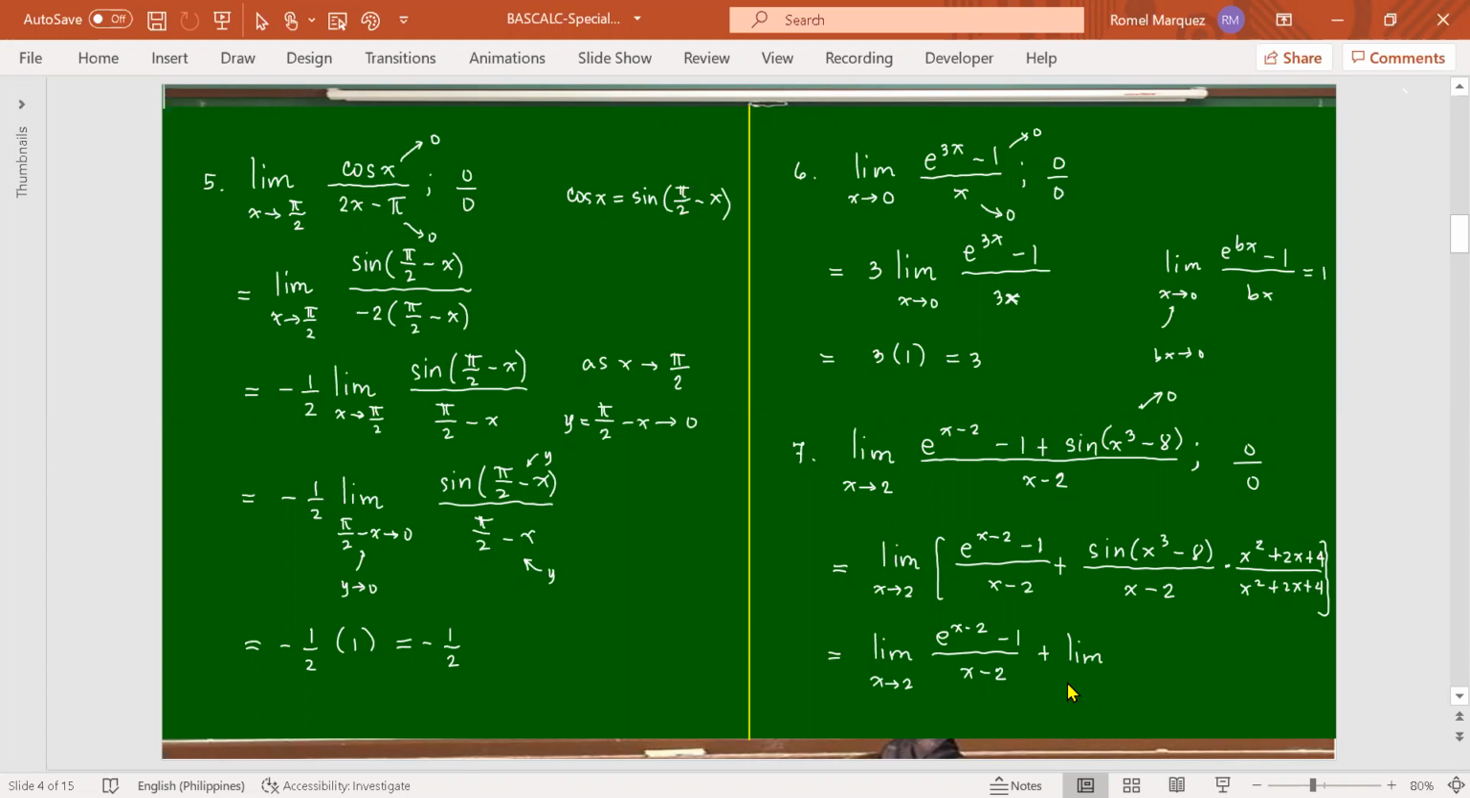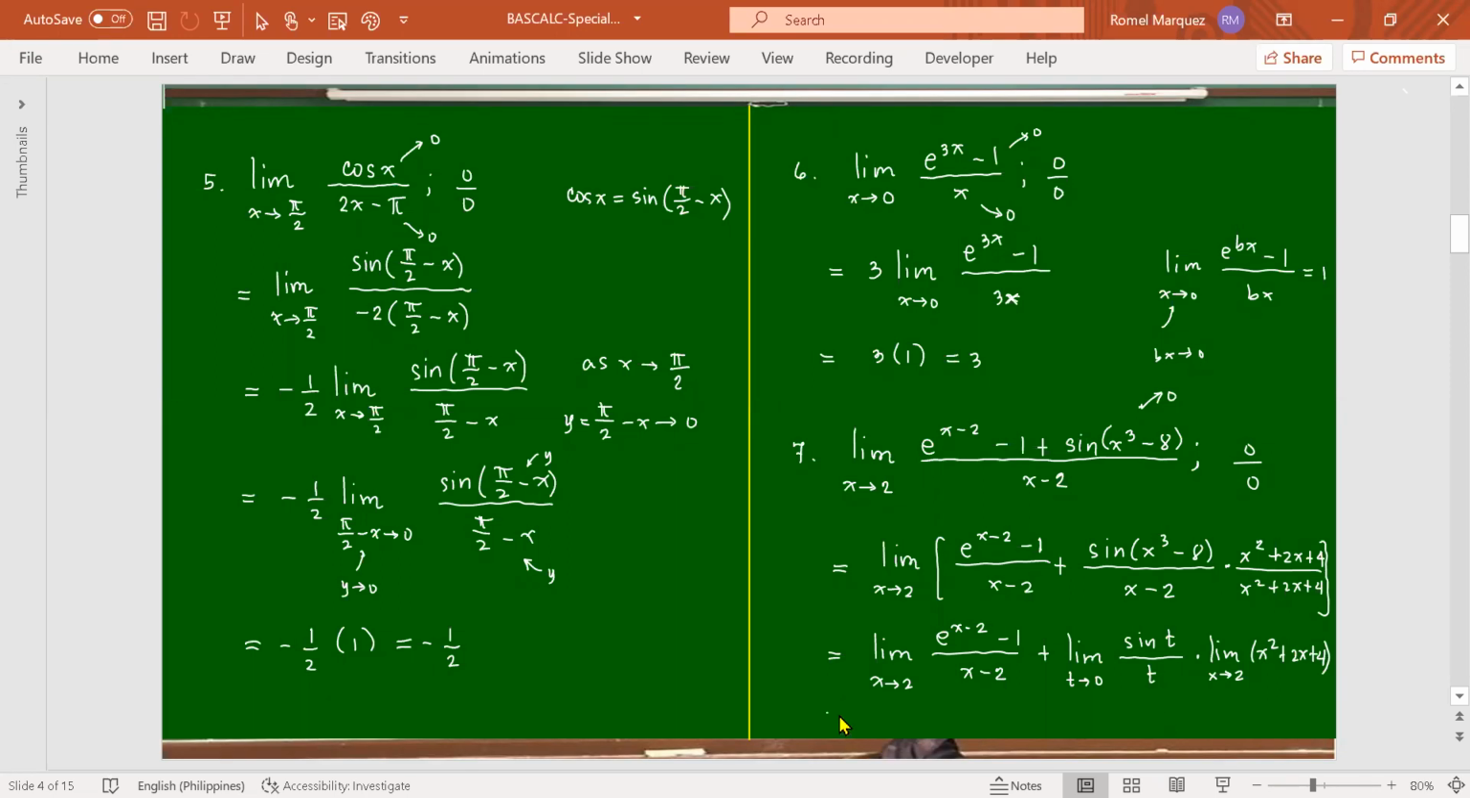Limit as x approaches, ito guys, pwede kong ilet yan ng let's say t, t approaches 0. Ito, sin t na ha, para lang madaling isulat. Ito, product niyan, x cubed minus 8, t na yan. Sinortcut ko na, nilet ko na yan. Then limit as x approaches 2 of x squared plus 2x plus 4.